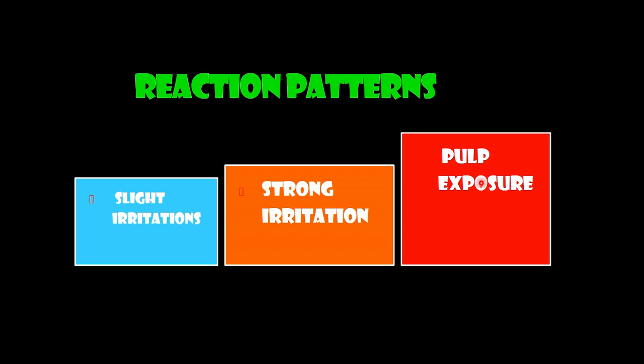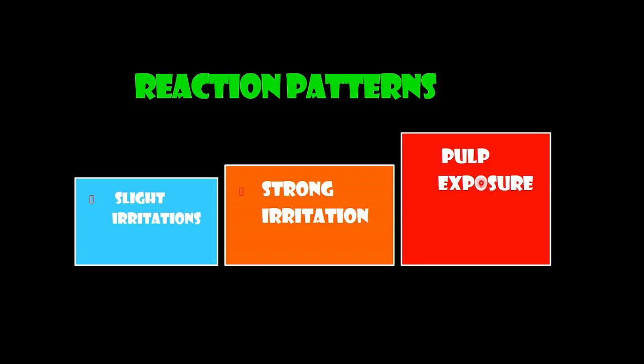And the third reaction pattern is the pulp exposure. It is associated with the loss of the primary odontoblast, and the new odontoblast cannot regenerate from the neighboring odontoblast by cell division. So here we don't have any primary odontoblast left. Even such damage can be prevented.